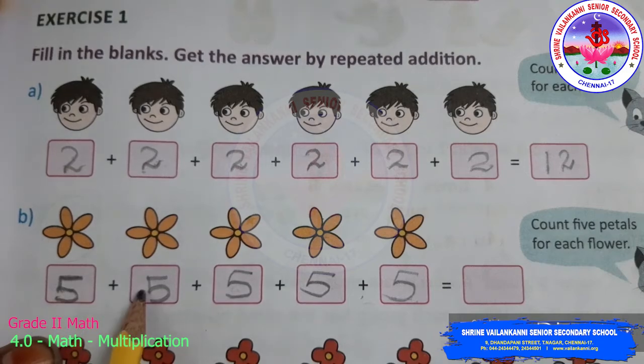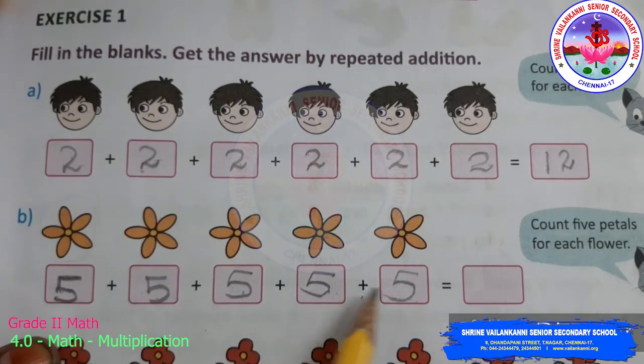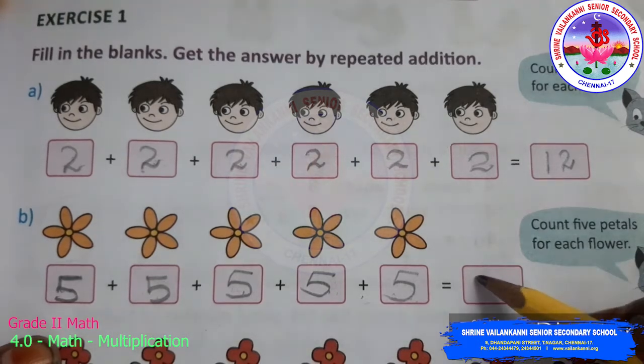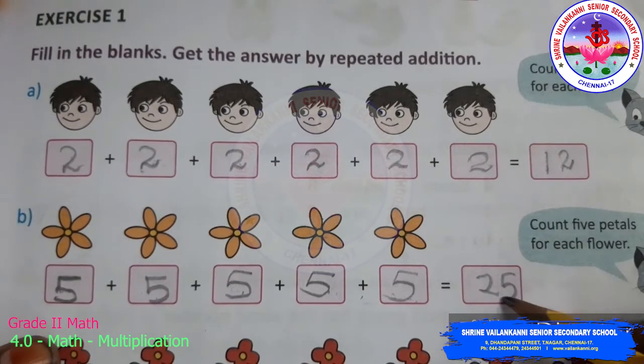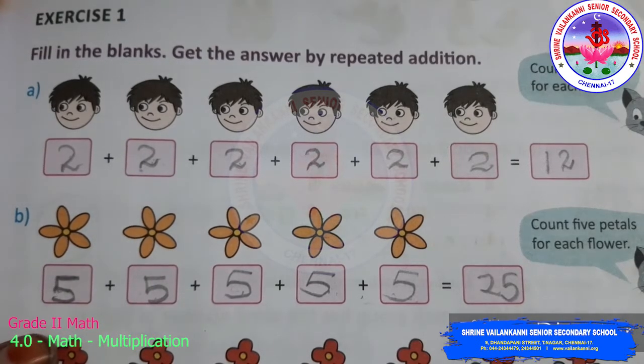Okay, 5 plus 5 is 10. 10 plus 5 is 15. 15 plus 5 is 20. 20 plus 5 is 25. Okay, so the remaining sums you can do as homework, children, and it's really very easy.